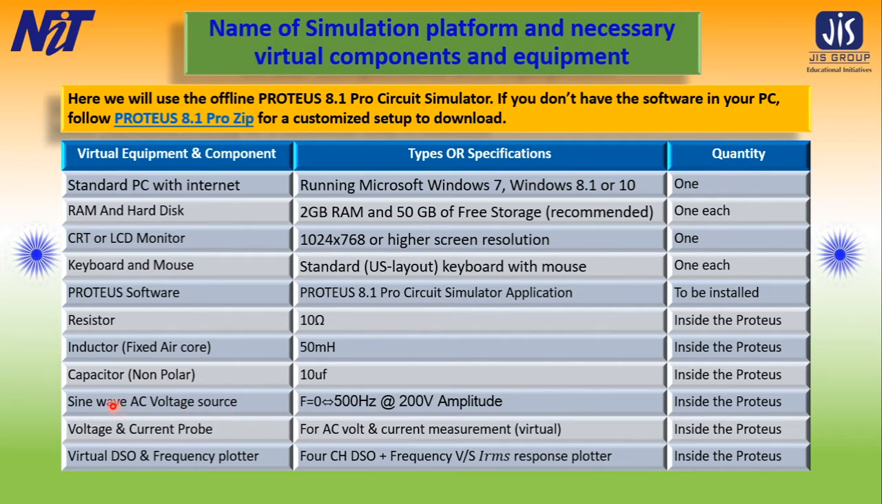and a sinusoidal AC voltage source having a frequency sweep of 0 to 500 megahertz at 200 volt amplitude, and necessary voltage and current probes for AC voltage and current measurement in this virtual platform, a DSO and frequency plotter. All these equipment or features you will get from Proteus. Inside Proteus they are actually available.